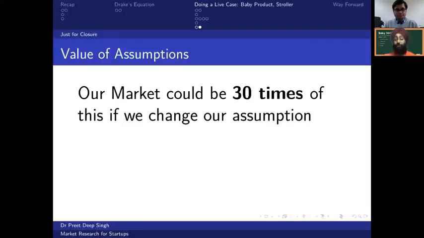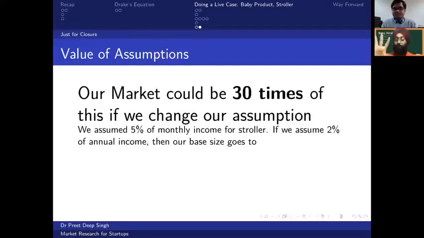Value of assumptions. This is just for closure. Our market size could have been 30 times of this if we change our assumption. Same price point. Everything else is the same. Let us just change one assumption and see if we can get our market size bigger. We assume 5% of our monthly income. What if we assume 2% of our annual income, right? We've just changed one assumption, right? Price point is the same, cities are the same, everything is the same, right?